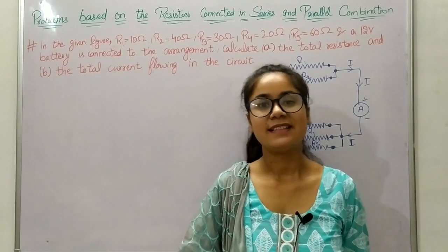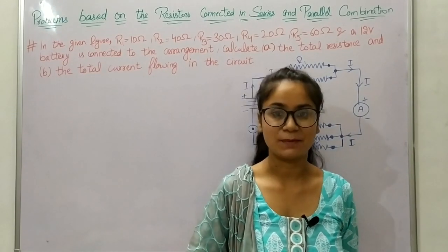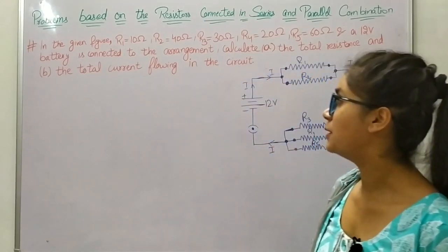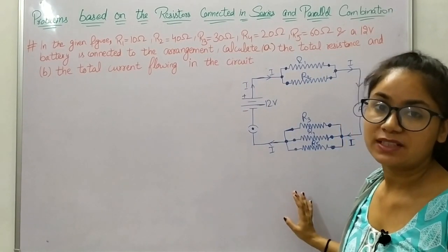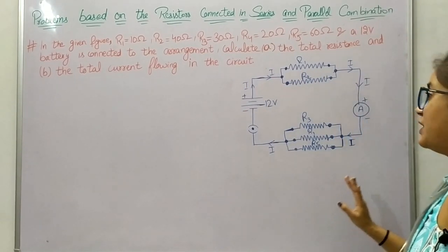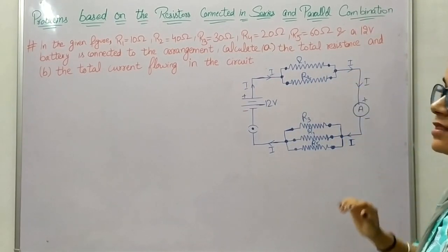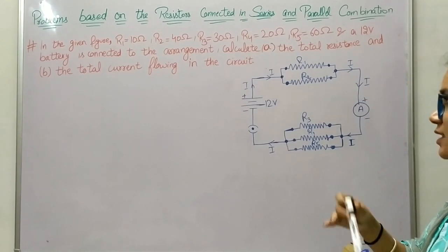Now let's move on to the second problem. In the second problem, we are provided with this figure in which there are 5 resistances. Let's write down the values.